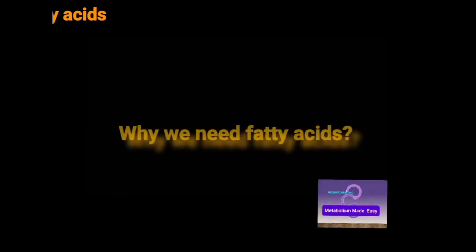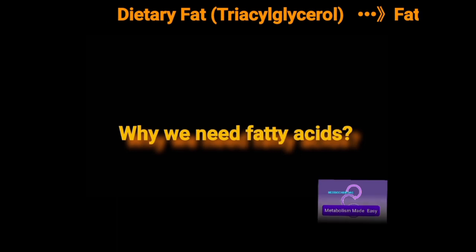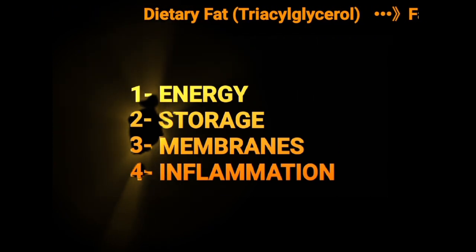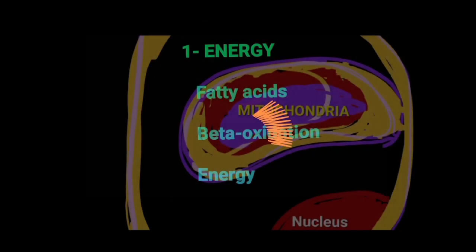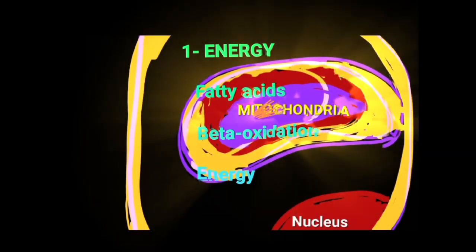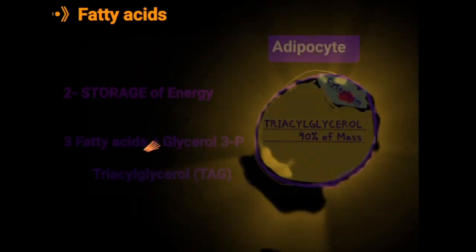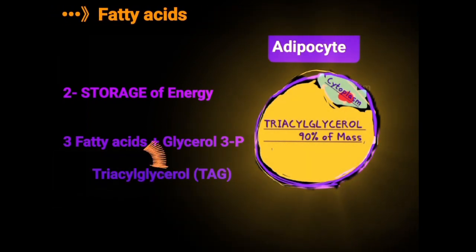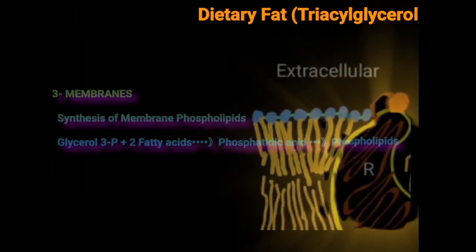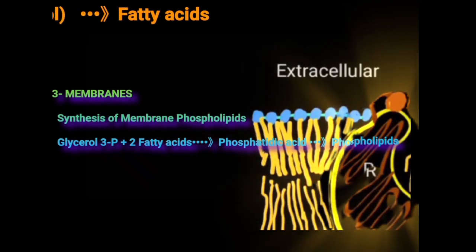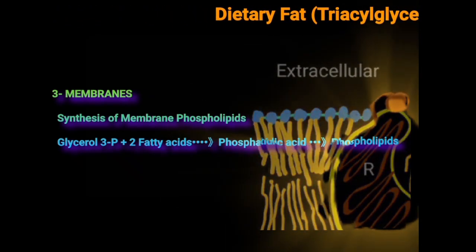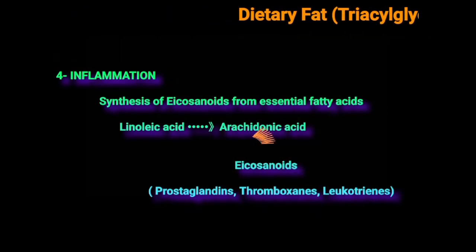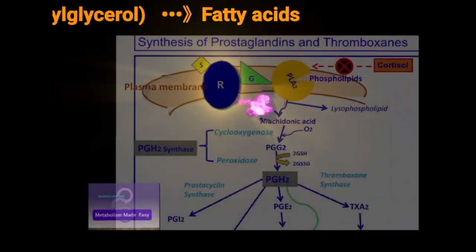Fatty acids play at least 4 important roles: in energy production, in energy storage, in membrane synthesis, and in inflammation. Fatty acid beta-oxidation in the mitochondria is the major energy producing pathway from dietary and stored lipids. Fatty acids are stored in the form of triacylglycerol in adipocytes and provide many tissues with the energy they need during fasting. Phospholipids, the major membrane components, are made from fatty acids and glycerophosphate. The essential fatty acid linoleic acid is the precursor of arachidonic acid, which in turn is the precursor of all eicosanoids.